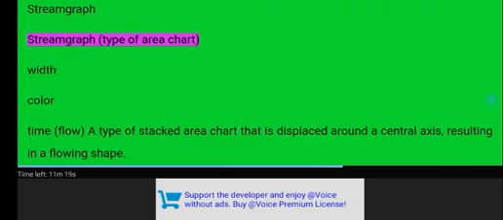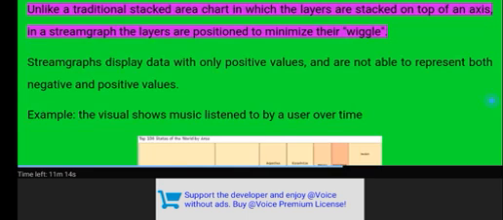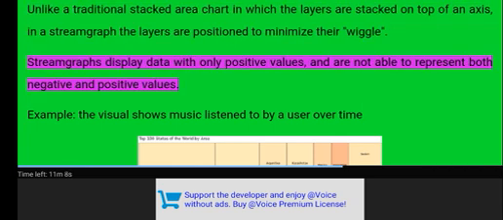Stream graph. A type of area chart. Width, color, time flow. A type of stacked area chart that is displaced around a central axis, resulting in a flowing shape. Unlike a traditional stacked area chart in which the layers are stacked on top of an axis, in a stream graph the layers are positioned to minimize their wiggle. Stream graphs display data with only positive values, and are not able to represent both negative and positive values. Example: the visual shows music listened to by a user over time.